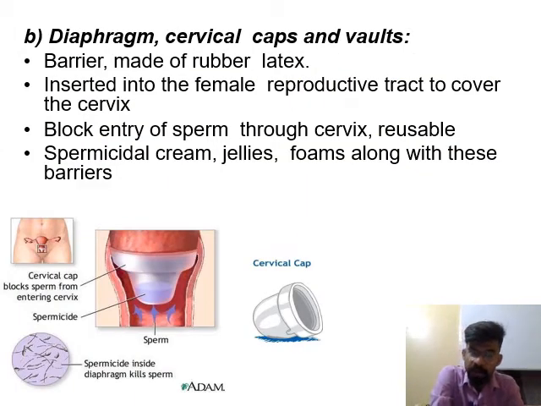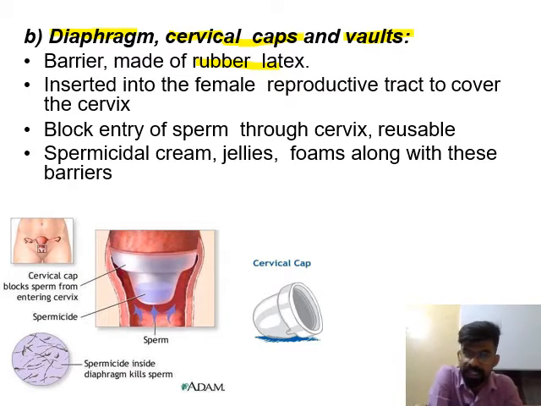Next, these are some examples associated with the barrier method. Diaphragm, it is also a barrier. Cervical cap, this is also a barrier. And vaults, also a barrier. These barriers are also made up of rubber latex.